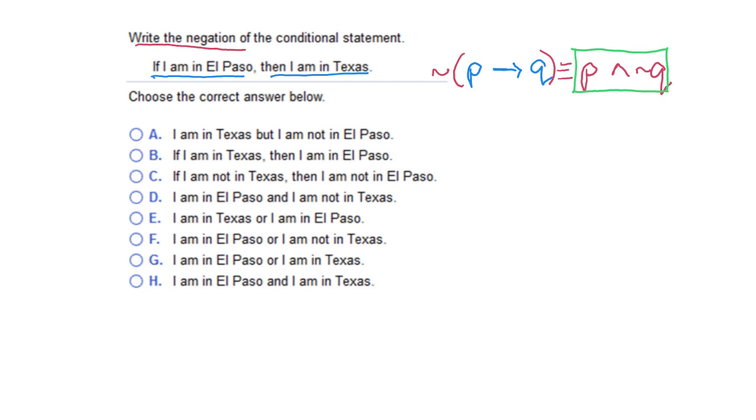So then we have to go back and interpret that into a sentence form. So we said P is I am in El Paso. So we're looking for I am in El Paso. We're looking for and. Then not Q is I am not in Texas. And the one that it seems to match is right here, D. I am in El Paso and I am not in Texas. My not Q.